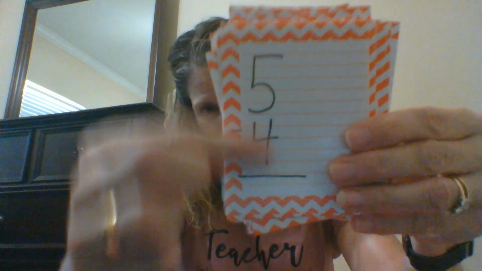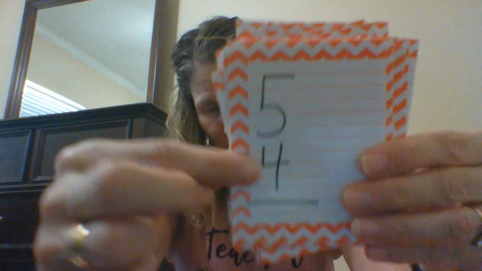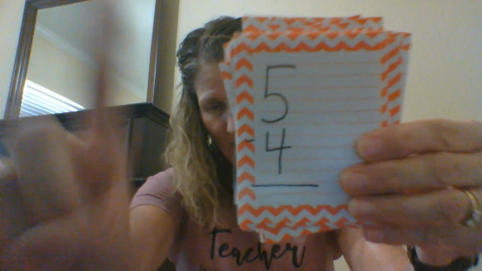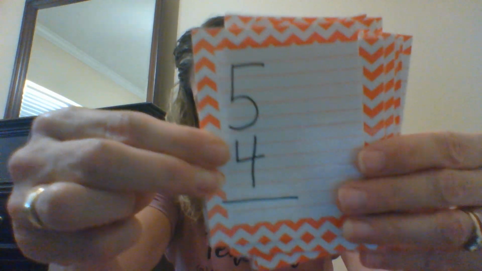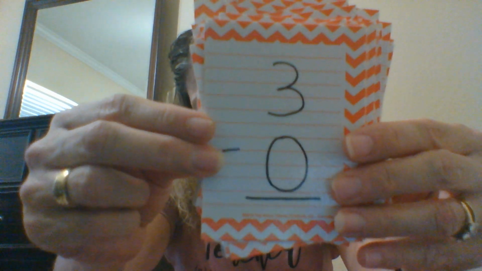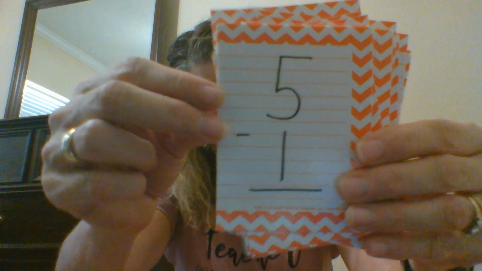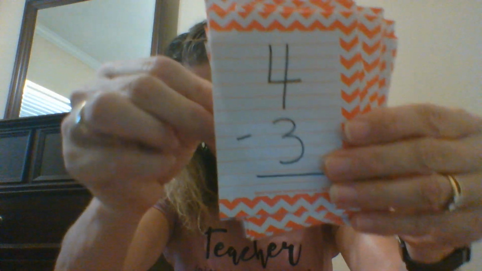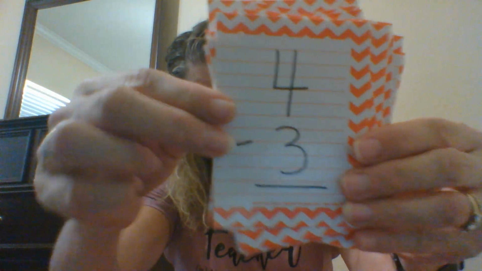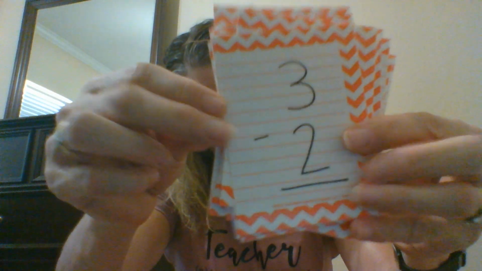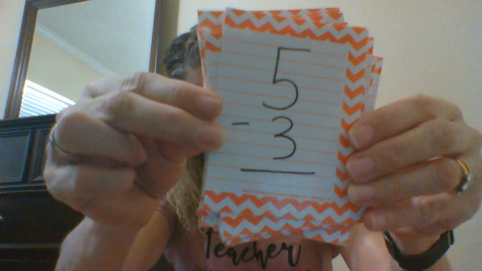5 minus 4? 1, right? When they're 1 apart, you can actually count up, 4, 5, right? You can use addition to subtract. 3 minus 0? 3. 5 minus 1? 4. 4 minus 3? 1. 3 minus 2? 1. 5 minus 3? 2. Leap so high. And I think we were repeating. So we are done with subtraction.